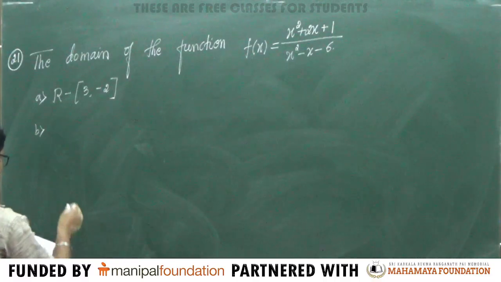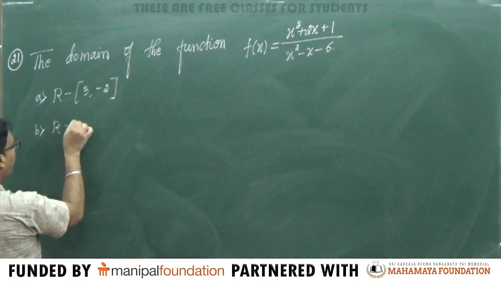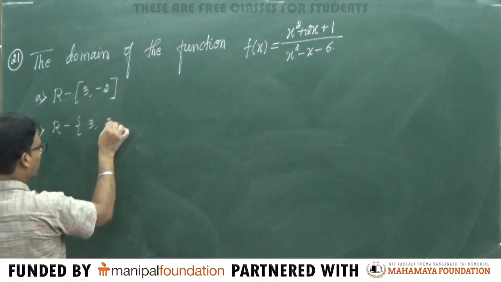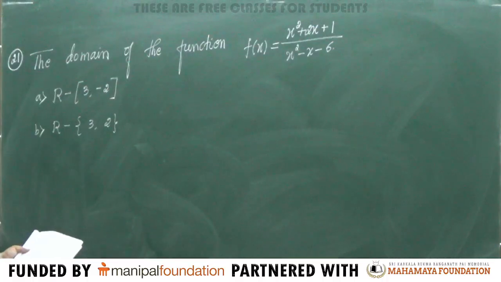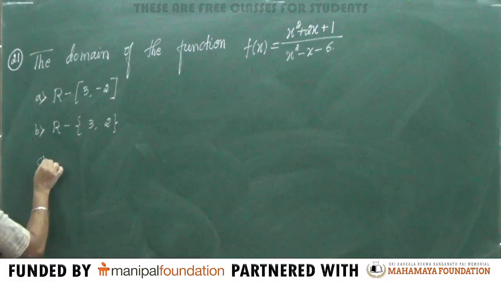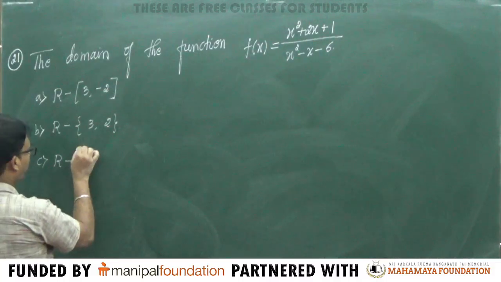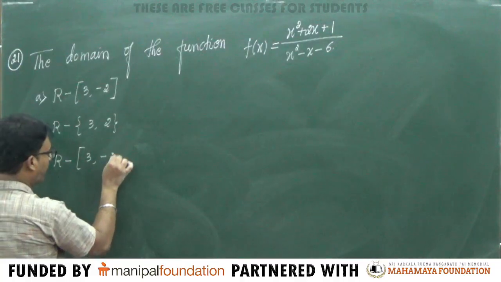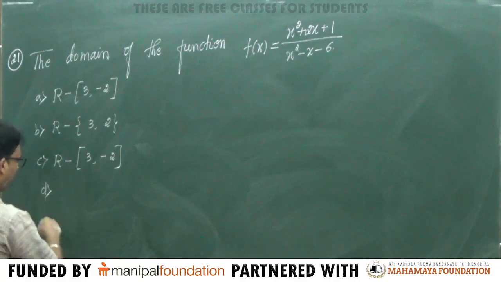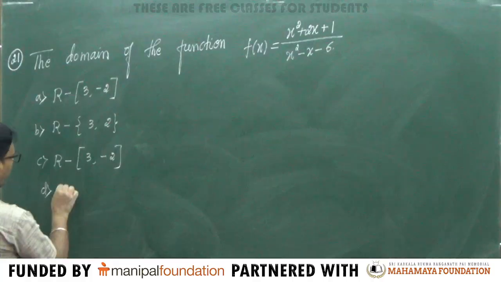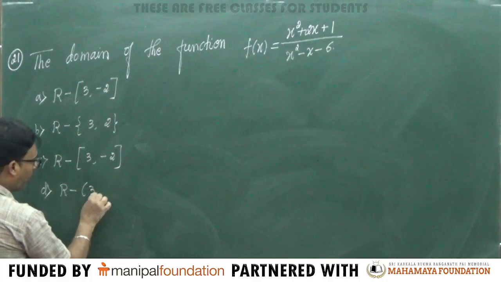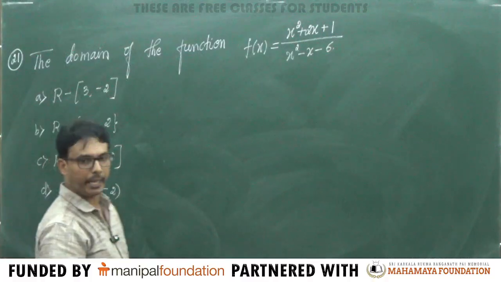Option B, set of all real numbers except the two elements 3 and 2. Option C, set of all real numbers except the closed interval 3 comma minus 2. Option D, set of all real numbers except the open interval 3 comma minus 2.